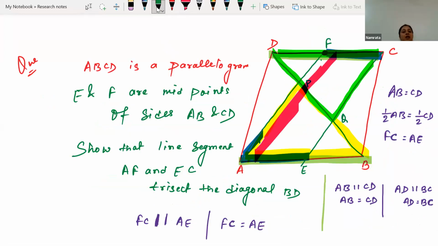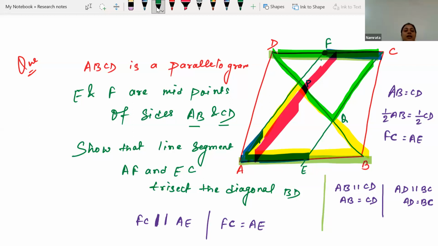It's a parallelogram where E and F are the midpoints of the sides AB and CD. Show that line segments AF and EC trisect the diagonal BD. So basically we want to prove here that the diagonal BD is getting trisected. Bisected means getting cut in two equal parts. Trisected means getting cut in three equal parts.